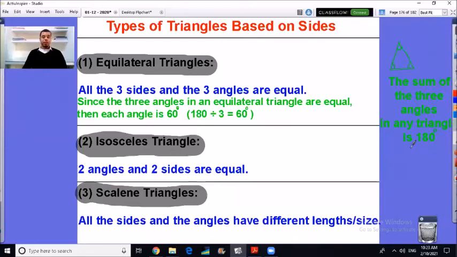Hope all of you are doing so well, and in today's video we're going to have a look at the types of triangles based on sides and also based on angles.